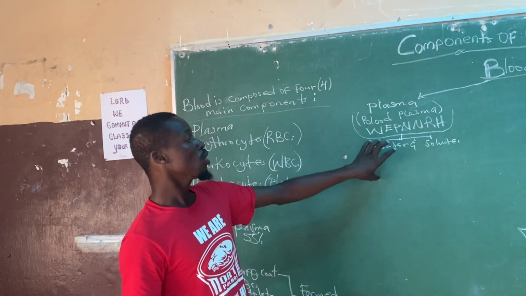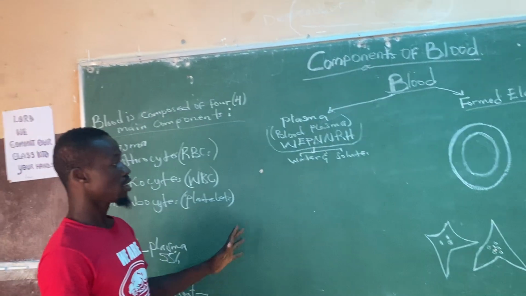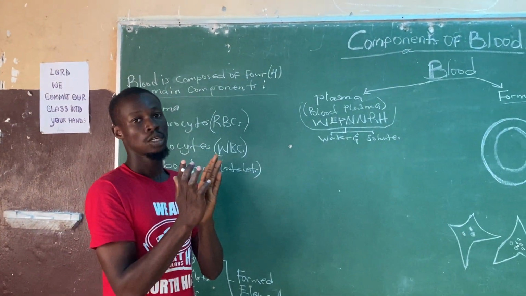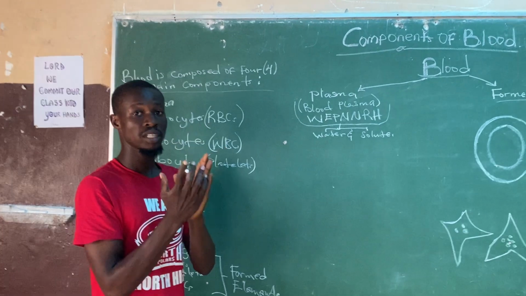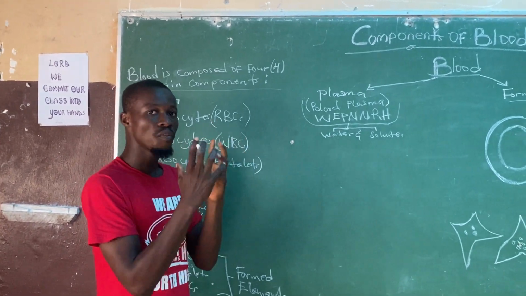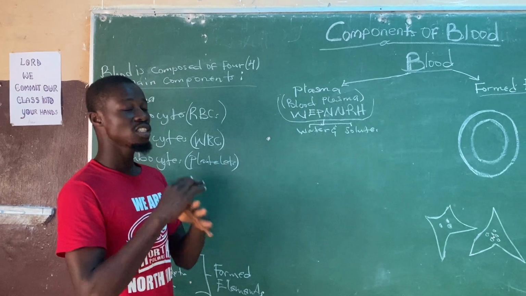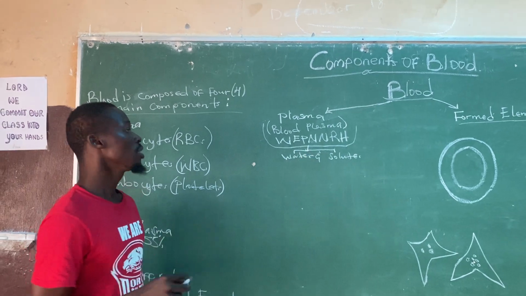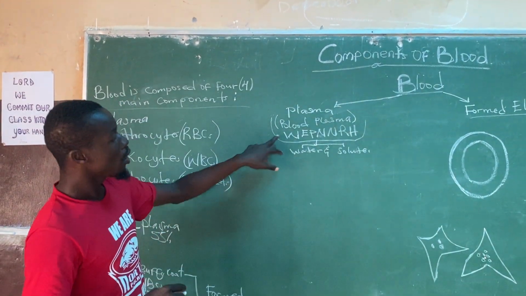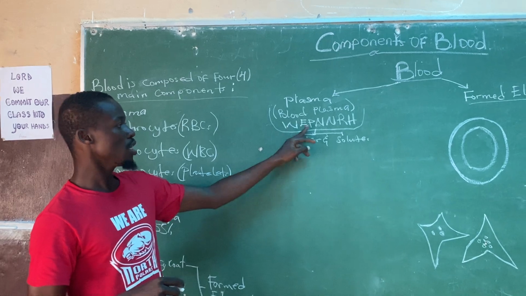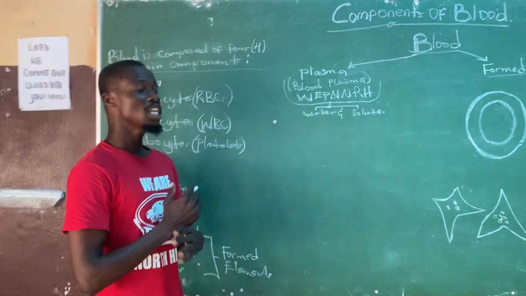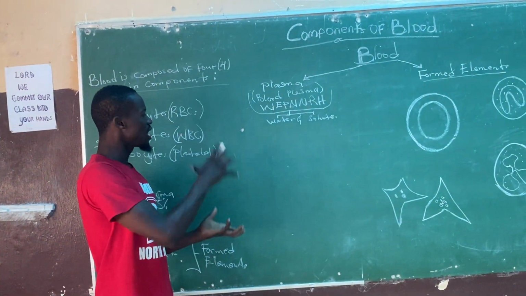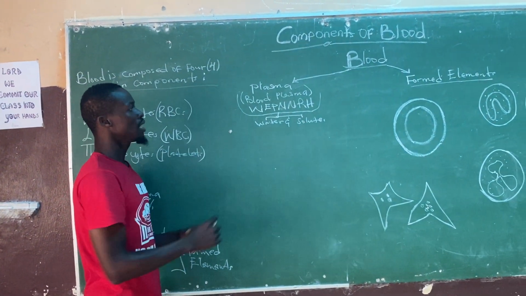Now, the water component of the plasma has a very unique function. It makes up 90% of the plasma. So that water component is like a matrix in which all other dissolved materials are found. And these dissolved substances are referred to as the solute. All right. So basically, there is a mnemonic here, which is WEPNNRH.